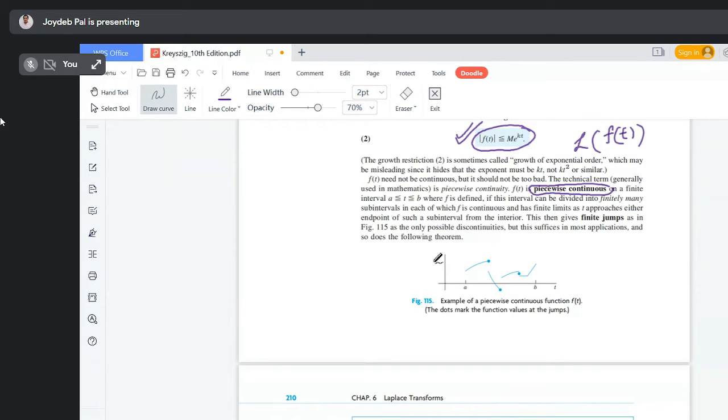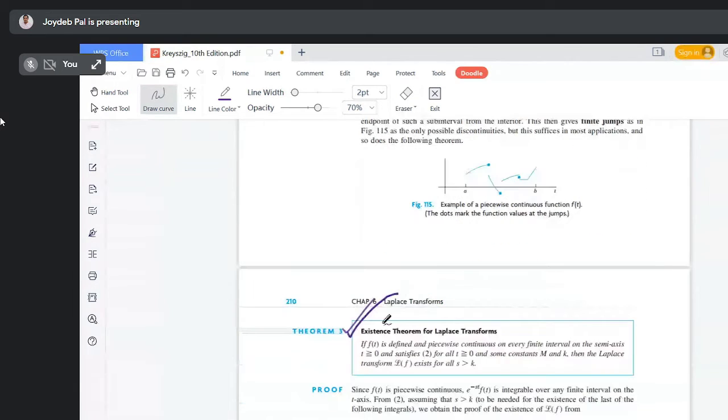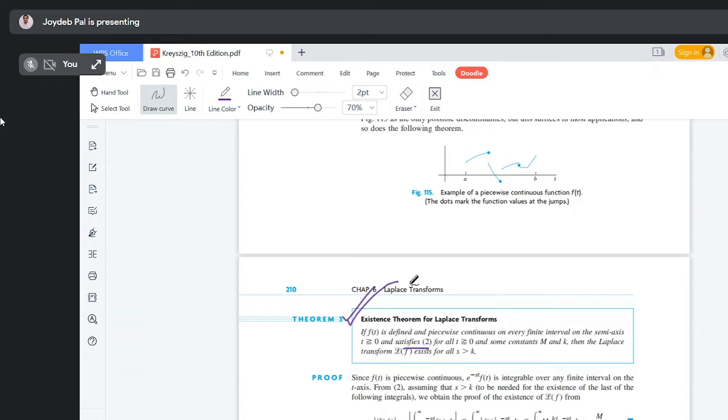These two conditions. You see, it is written as Theorem 3. If f(t) is defined and piecewise continuous on every finite interval on the semi-axis t greater than or equal to 0 and satisfies 2, satisfies 2 means the growth restriction, then the Laplace transform exists.